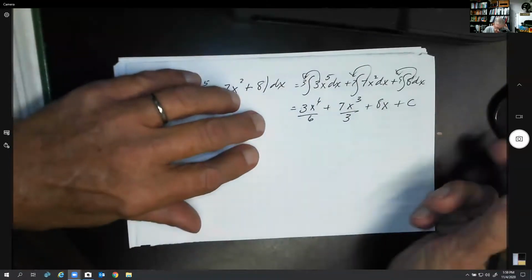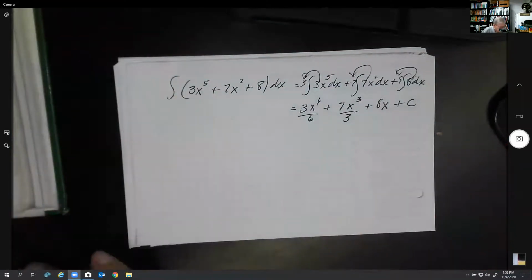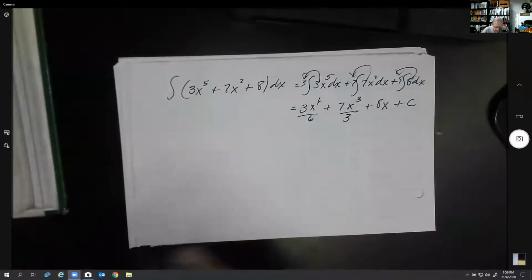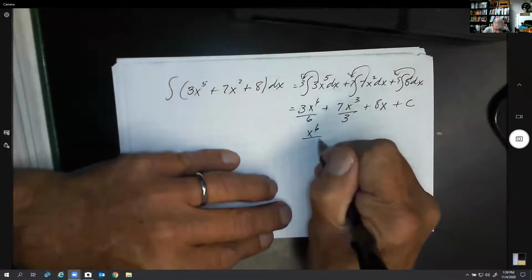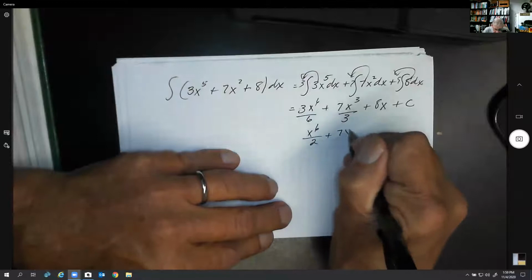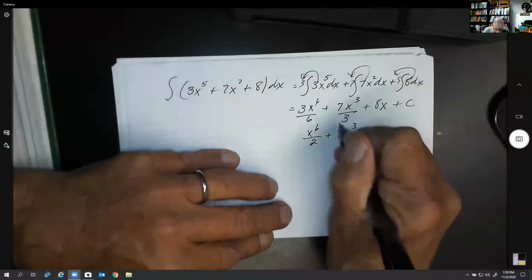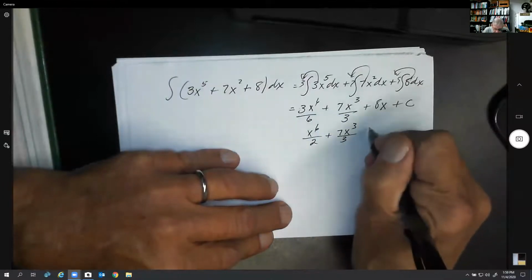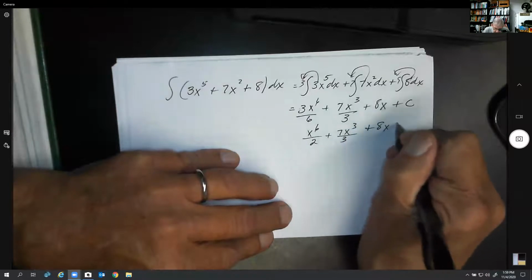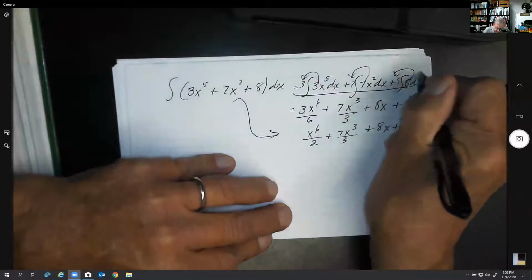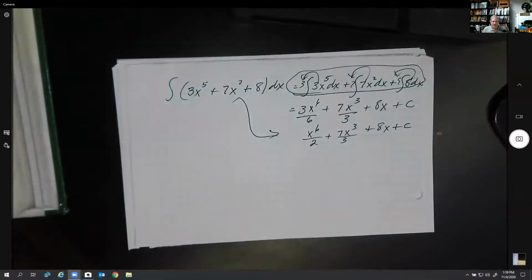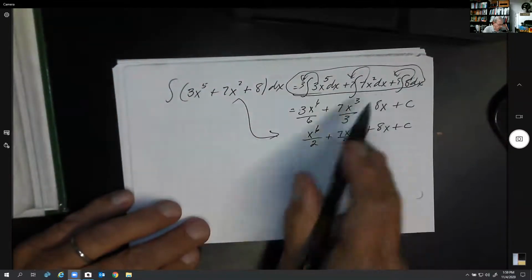Here we got 3 over 6, so we might want to simplify that by putting it over 2, or a half, or whatever. You could write it as x to the 6 over 2 plus 7x to the 3rd over 3, or you could write it as 7/3, plus 8x plus c. Normally we don't put this step in, but this is really what's happening. We're taking the integral of each part.